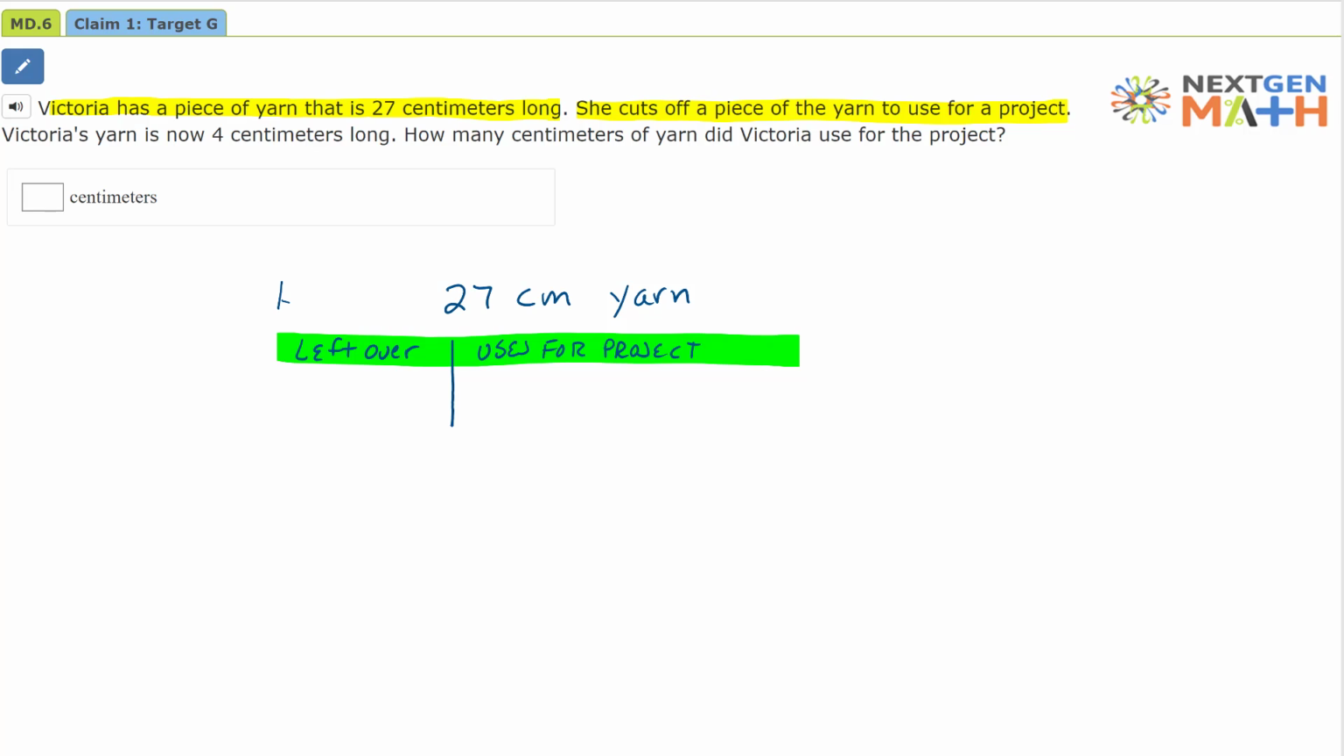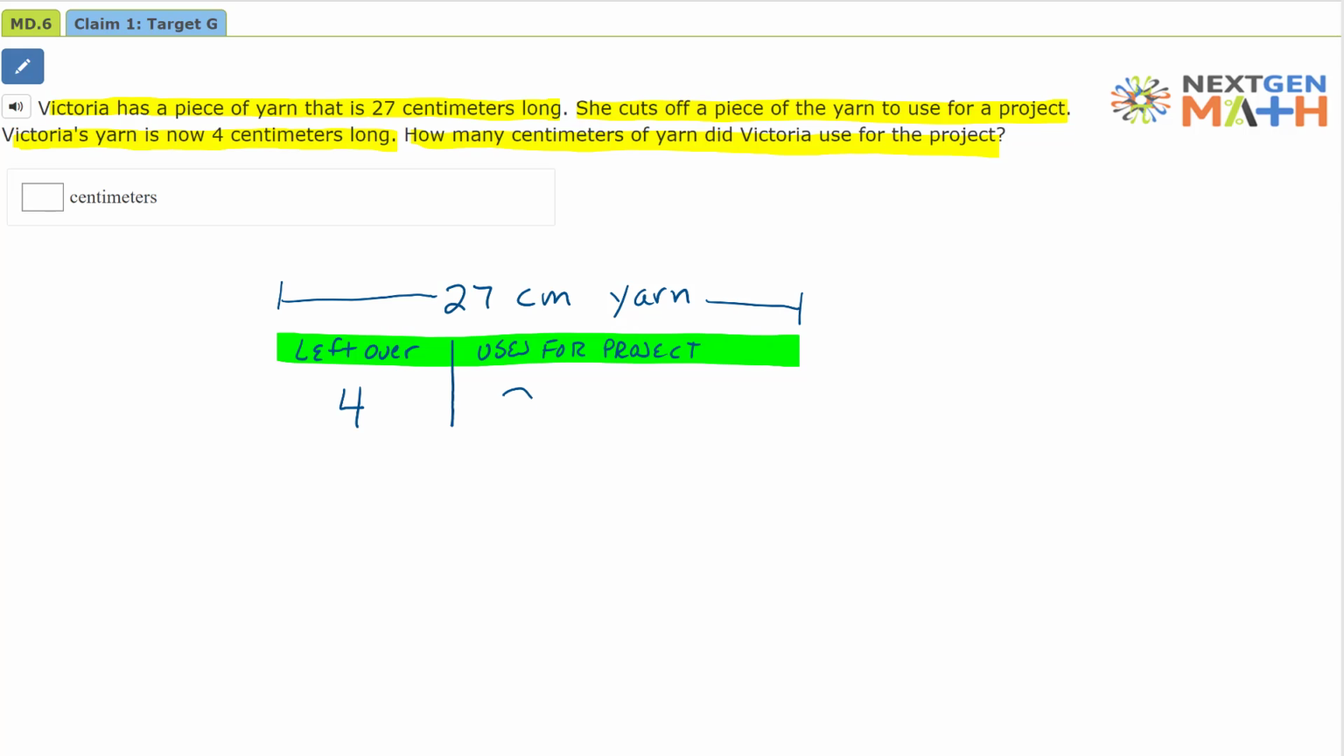But again, this whole thing was 27 meters long. Victoria's yarn is now 4 centimeters long. So now it's 4 centimeters long. That's what's left over. How many centimeters of yarn did Victoria use for the project?